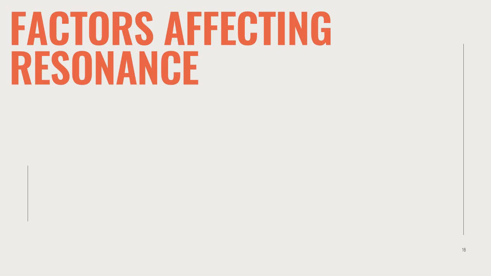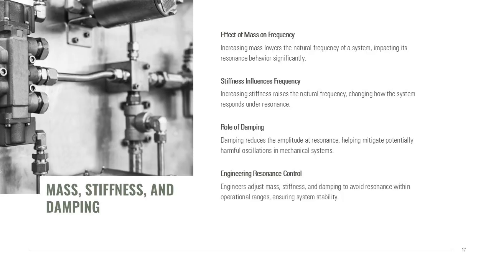Factors affecting resonance: mass, stiffness, and damping. Resonance behavior depends on system properties such as mass, stiffness, and damping. Increasing mass lowers natural frequency, while increasing stiffness raises it. Damping reduces amplitude at resonance, mitigating harmful effects. Engineers manipulate these parameters during design to avoid resonance within operational ranges. For example, adding dampers to automotive suspensions or adjusting blade stiffness in turbines helps control resonance. Understanding these factors enables analysts to predict resonance conditions and implement effective preventive measures.